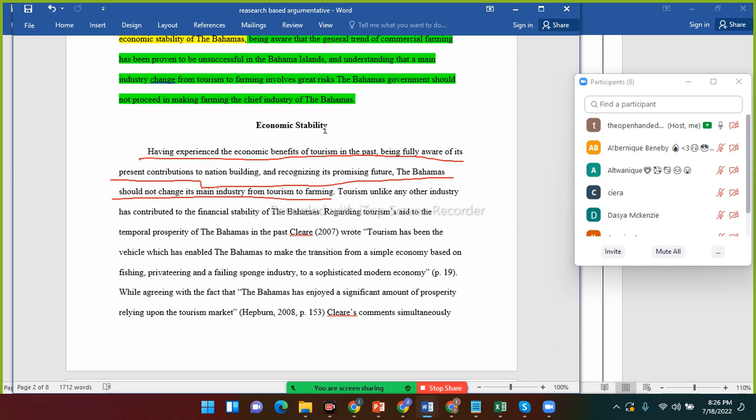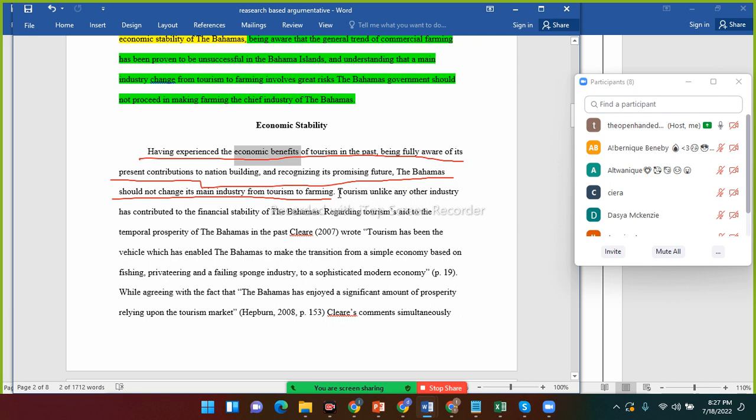All right. But then I explained it more. I said, hey, listen, having experienced the economic benefits, but I didn't use the words economic stability again in the first sentence, though I still used a synonym of it. So I say economic benefits instead of economic stability. So having experienced the economic benefits of tourism in the past, being fully aware of its present contributions to nation building, and recognizing its promising future, the Bahamas should not change its main industry from tourism to farming.